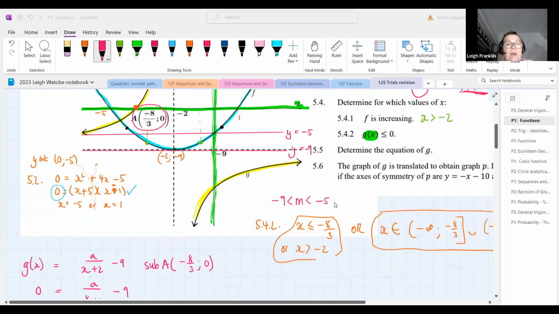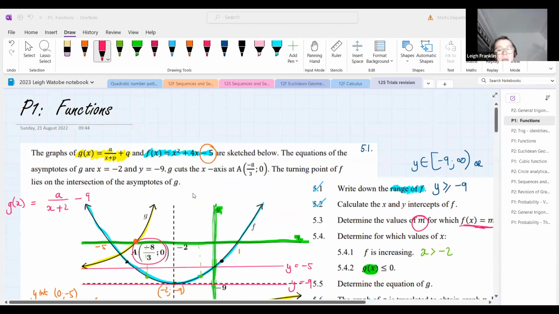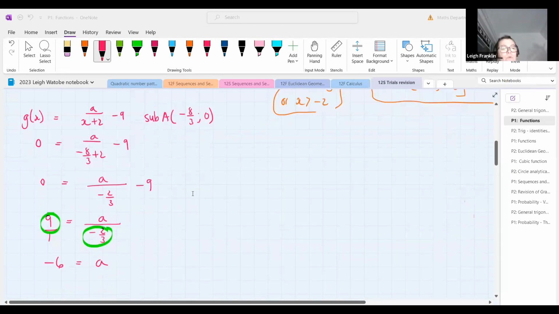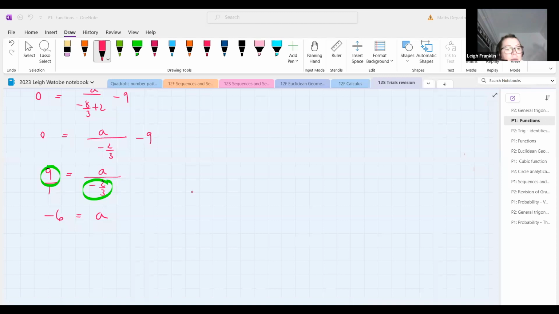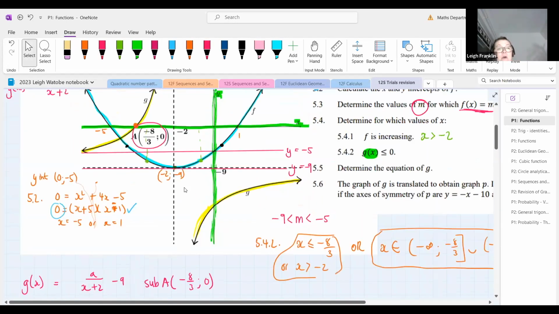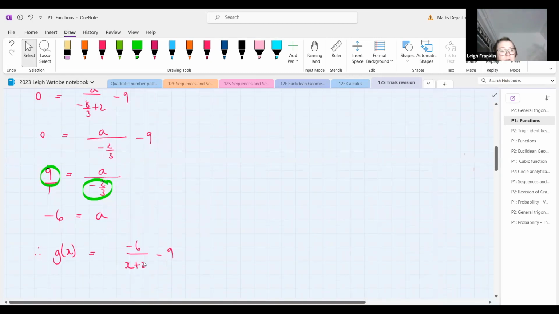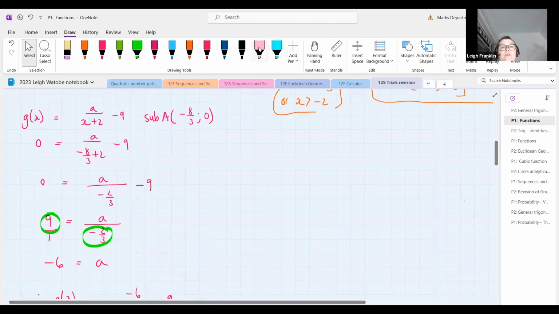Remember Q is your horizontal asymptote. If they've shifted it below the x-axis, then it would be a negative. All right, so we're almost there. That means that the equation of g of x is the graph -6 over x plus 2, minus 9. So in other words, because A is negative, the graph has to be drawn in the second and fourth quadrants. It's been shifted 2 units to the left because it's x plus 2, and 9 units down.